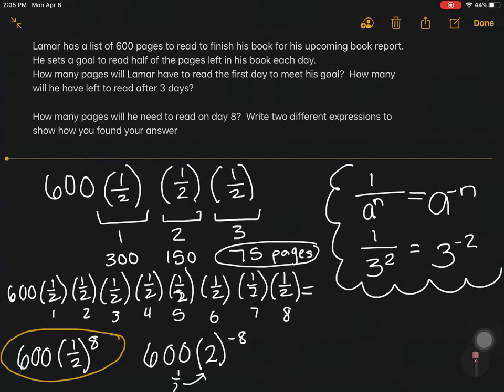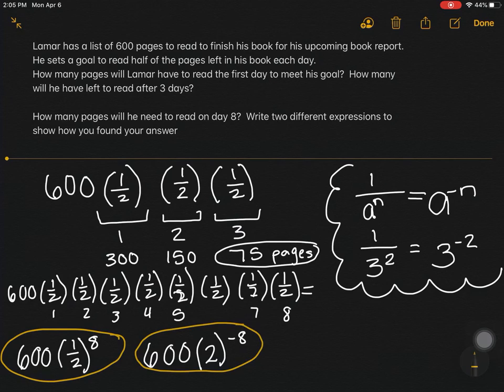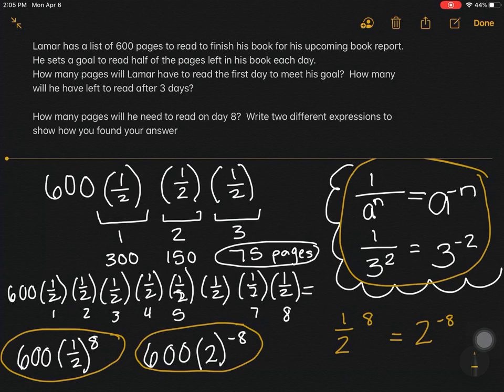Just like when they're asking us to write 2 different ways, these are 2 different ways that we can write that same equation. Now you can go through and evaluate either one of these expressions. These are your 2 expressions: 600 times 1/2 to the 8th power, or 600 times 2 to the negative 8th power. Remember that 1/2 to the 8th power is the same thing as 2 to the negative 8th power. That's what this rule right here tells us. So we just wrote that expression in 2 different ways, and you can now go through and evaluate either one of those expressions to answer how many pages will he need to read on day 8.